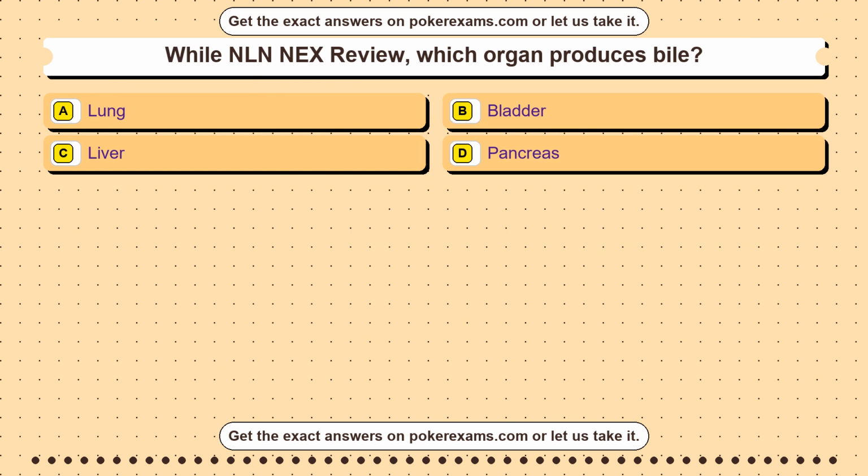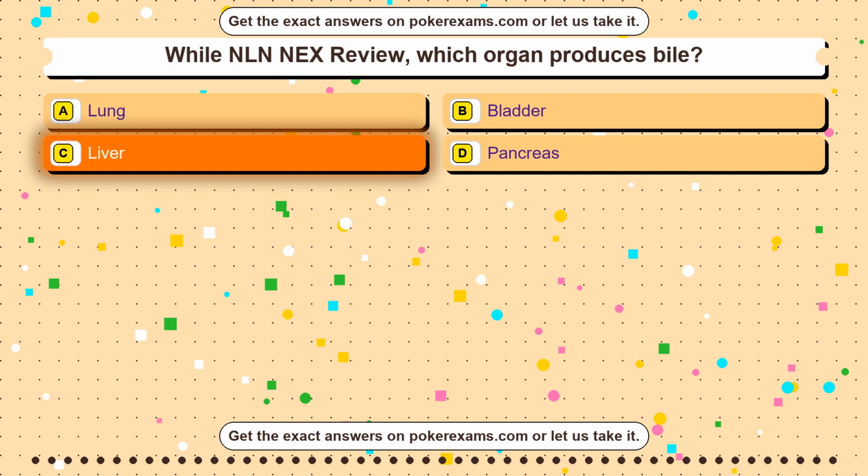Question 27. While GED reading practice test, which number is the median of 2, 5, 9, 10, 14? Option A 10. Option B 14. Option C 5. Option D 9. The correct answer is option C.